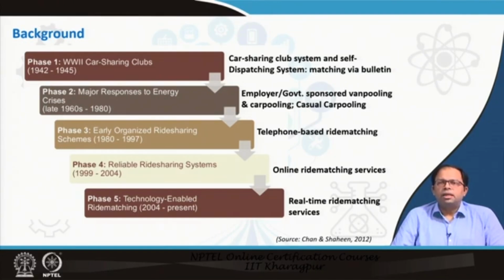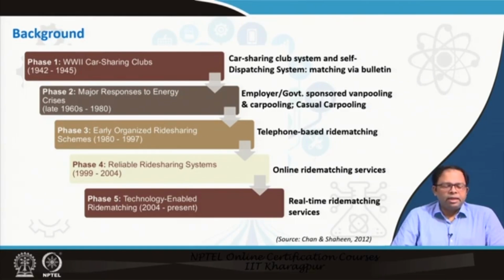So, there was very little oil, so people were saving oil by traveling together. There was a lot of carpooling happening at that point of time, or van pooling. So, employer or government sponsored van pooling and carpooling actually happened. So, this is also known as casual carpooling. So, this is another form of ride sharing.